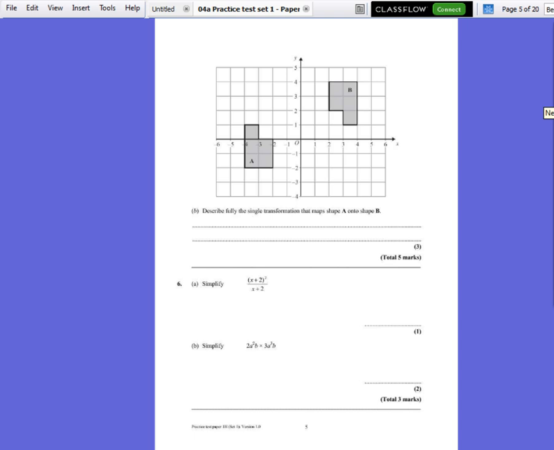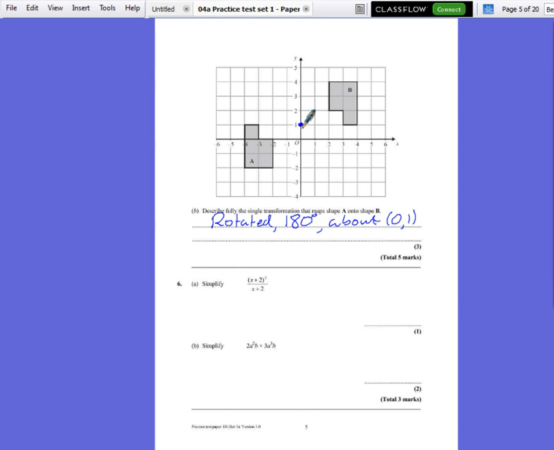Part B, it says describe fully the single transformation that maps A onto B. Well, the shape has been rotated, so the first mark is for writing the word rotation or rotated. It has been rotated 180 degrees, and it's about the point 0, 1. So we can see, the best way to find that is by using tracing paper, but if you can do that by eye, that's brilliant as well, so it's about 0, 1.